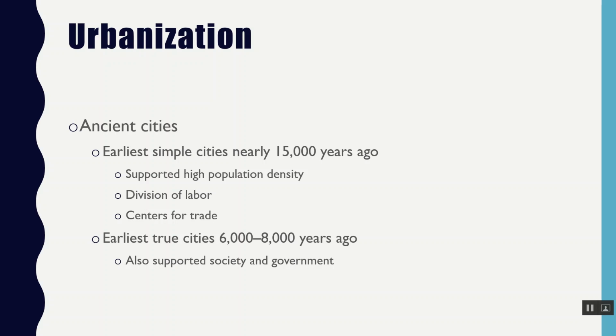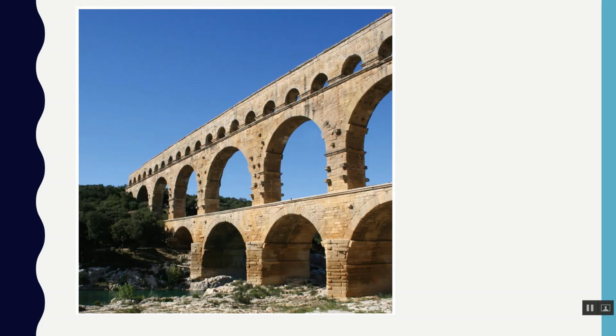But ancient cities, the earliest simple cities were nearly 15,000 years ago, so quite some time ago, and they supported high population density. You had this very specific division of labor in a city, as well as centers for trade. And then the earliest true cities, what we would think about today, 6,000 to 8,000 years ago, and these are cities that really also supported society, potentially art and government. So more of what we think of as a city today, right? Building things like aqueducts. These are in Italy, the Roman aqueducts, right, to get water to a city.